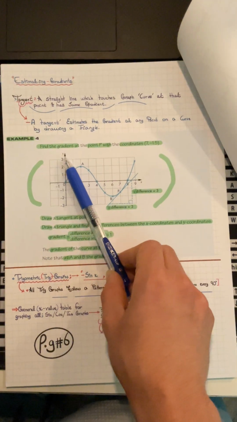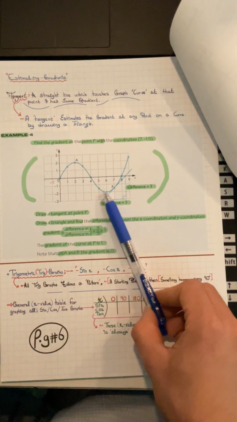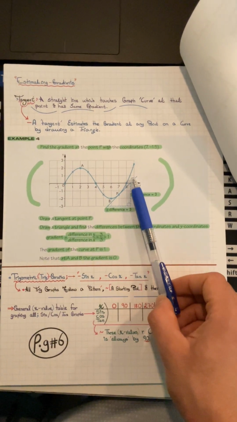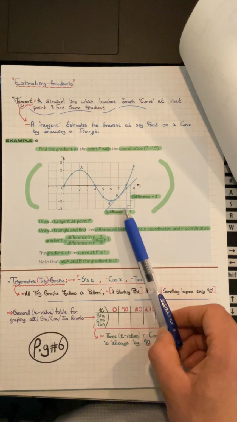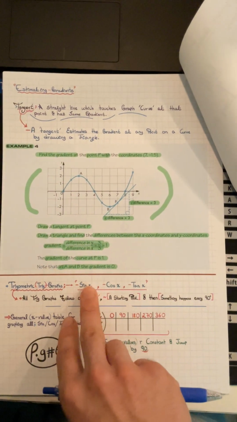So for example, find the gradient at point P with the coordinates 7 and negative 15. As you can see, it is a curve, so we cannot use rise over run directly. But we can make a straight line and find the difference of rise and the difference of run, which is our rise over run, to find the gradient or slope of this tangent.